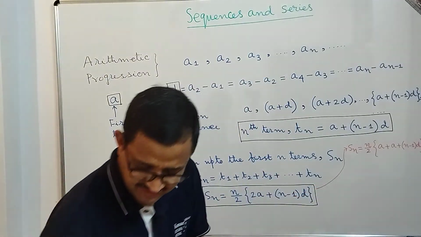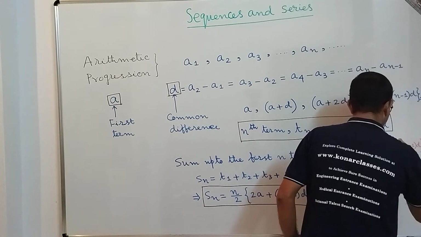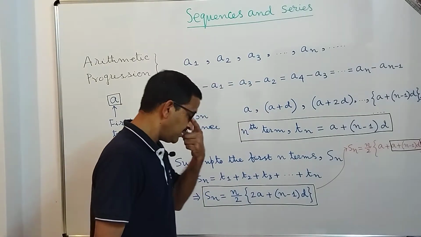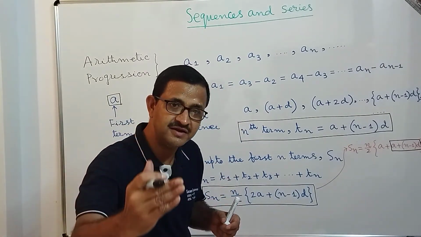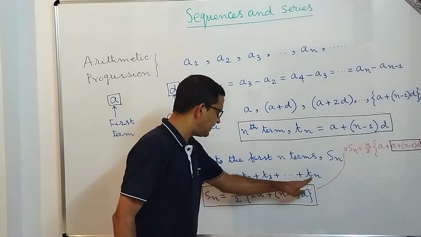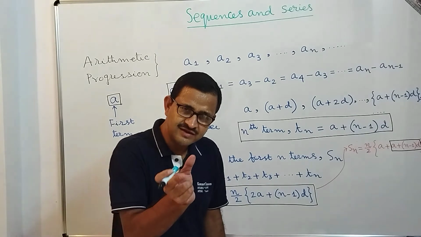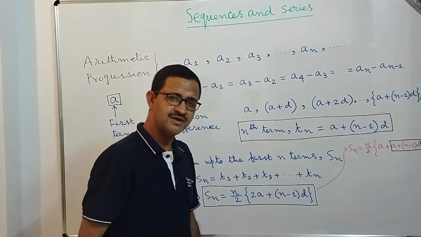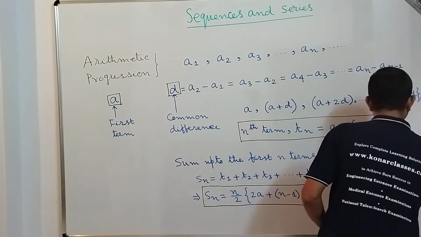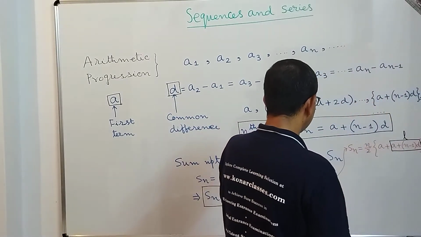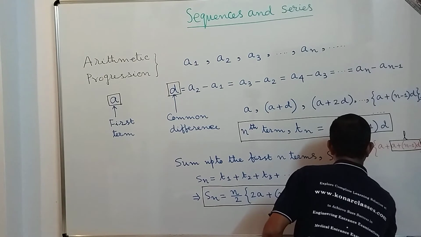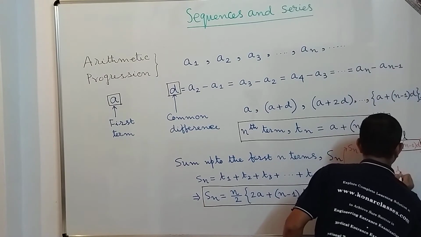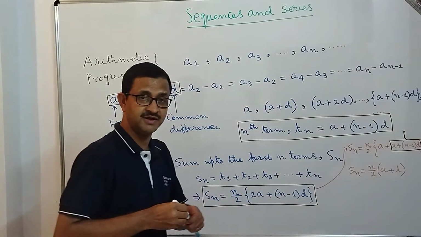Now if you look at a plus n minus 1 into d, what is it? That a plus n minus 1 into d is nothing but the nth term. So if we want to find the sum up to the first n terms of an arithmetic progression, then Tn, which is a plus n minus 1 into d, is nothing but the last term when we consider up to the n terms. Last term is generally denoted by L. So we get the formula for Sn as n by 2 into a plus L, where L is the last term of that arithmetic progression.